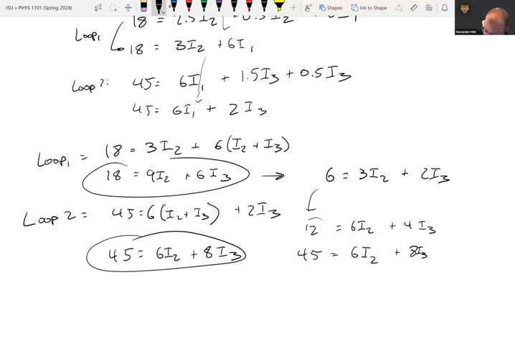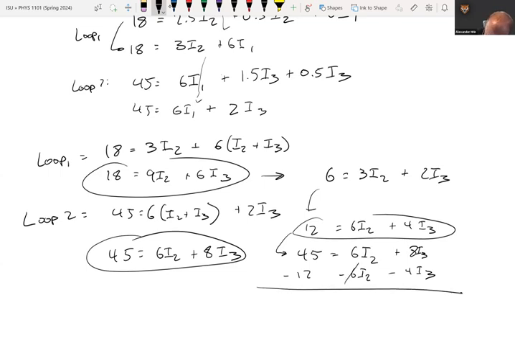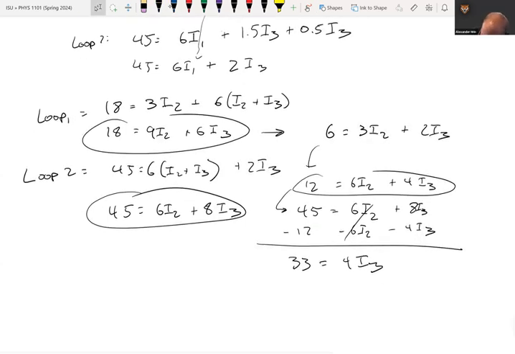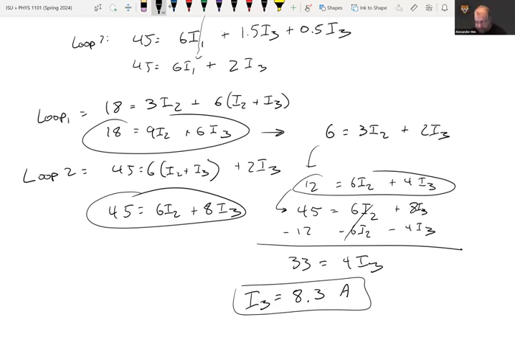And now we can subtract this equation from this one. So that would be 45 minus 12, 6 I2 minus 6 I2, 8 I3 minus 4 I3. And those cancel. We should end up with 33 equals 4 I3. And I think that I3 is going to end up being, if we divide that, 8.3 amps, I believe. Okay, so that'd be 8.3 amps for I3.